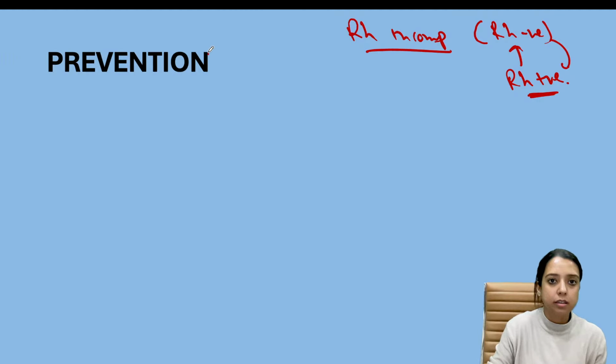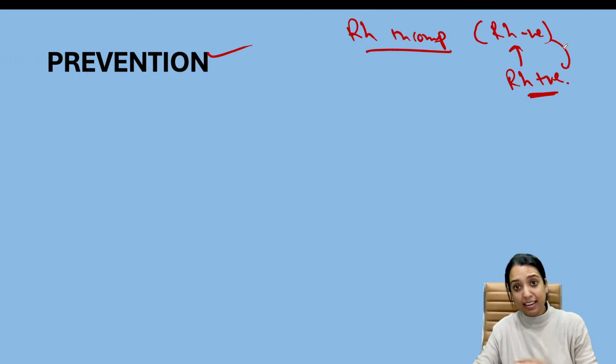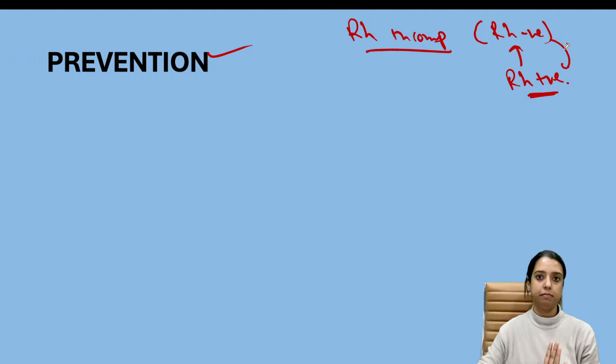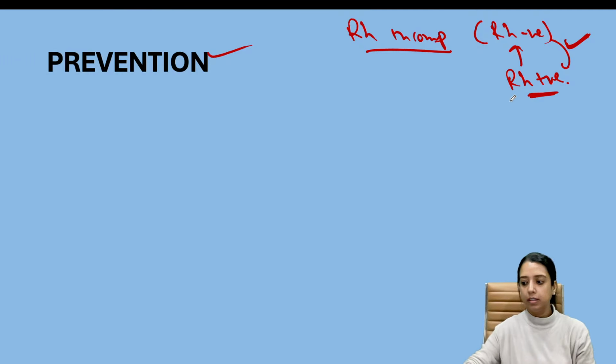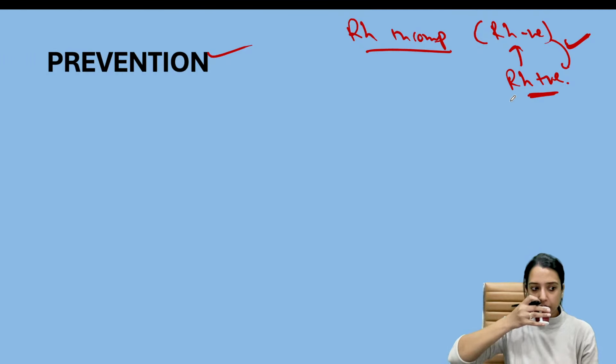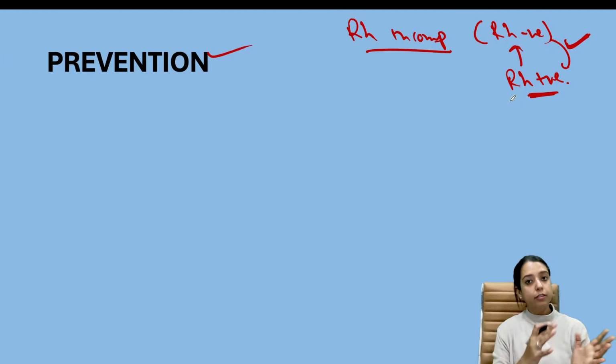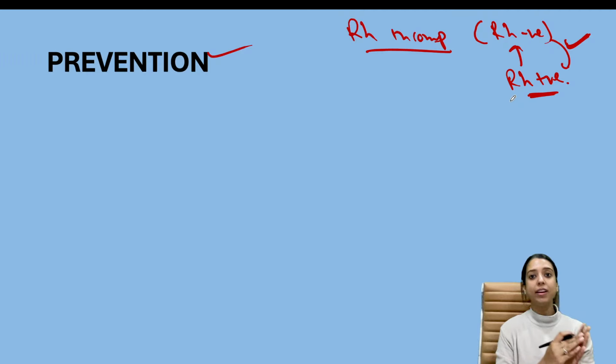So when I read RH incompatibility, there are 2 things. One is prevention. Let's not let these antibodies form. Somehow prevent antibody formation. Another one is treatment. If the antibodies have formed, how can I prevent the baby's anemia? So there are 2 segments: how can I prevent formation of antibodies, and how can I treat anemia.